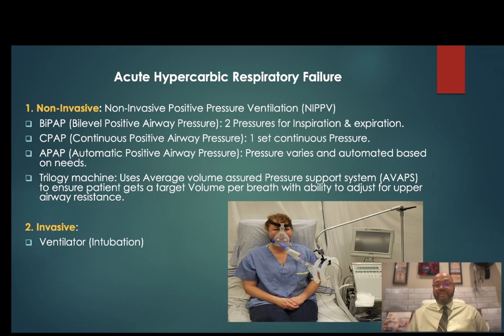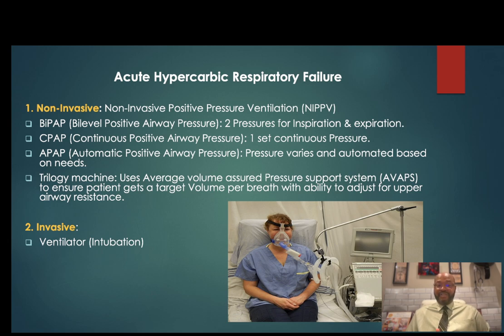Then, of course, you have options like continuous positive airway pressure, CPAP, mostly for obstructive sleep apnea patients, because it's only one pressure setting and it can be uncomfortable because it's a continuous pressure. We have the AutoPAP, the APAP, where the pressure varies and it's automated based on needs. And we have the Trilogy machine.